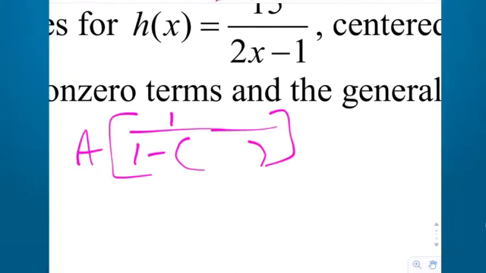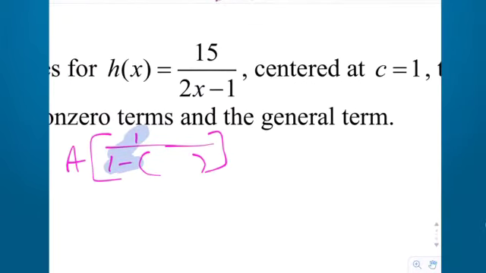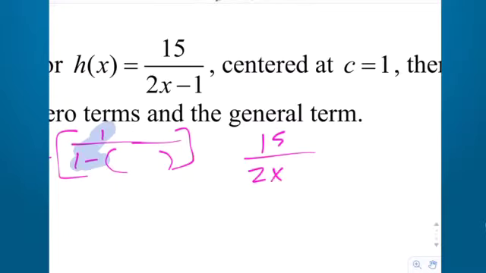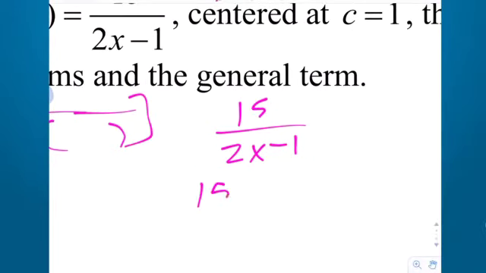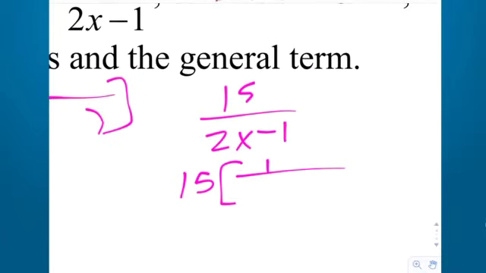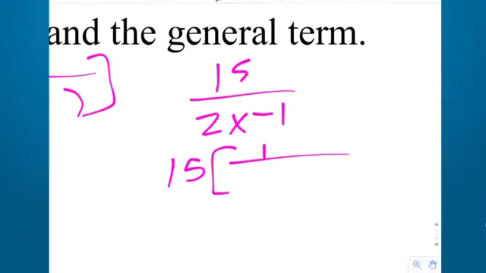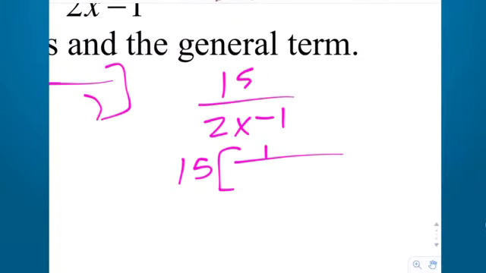But this has to be 1 over 1 minus. So what can we do first? Let's start with 15 over 2x minus 1. Can I factor the 15 out? Yeah, that's not a bad idea. And now, what can we do? Well, let's do this first. Let's make our center. I'm going to go ahead and do x minus 1, because that's what we eventually need.